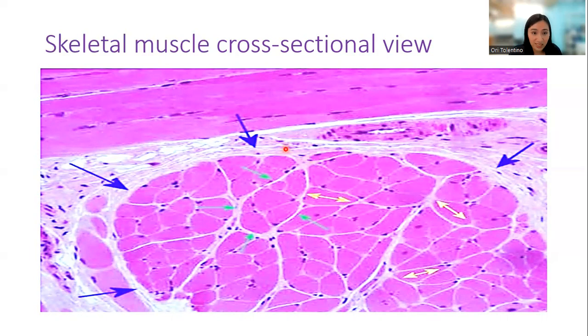It extends inwards from your epimysium and covers a bundle or group of muscle fibers, which is called a fascicle. So this bundle surrounded by your perimysium is called your fascicle. The yellow arrow pointing to the edges of your individual muscle fiber is the covering called the endomysium. Your endomysium surrounds the individual muscle fiber.